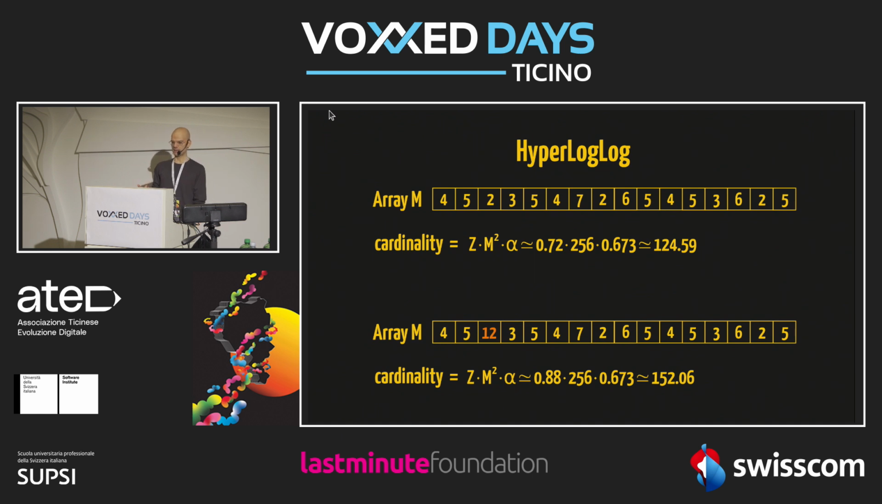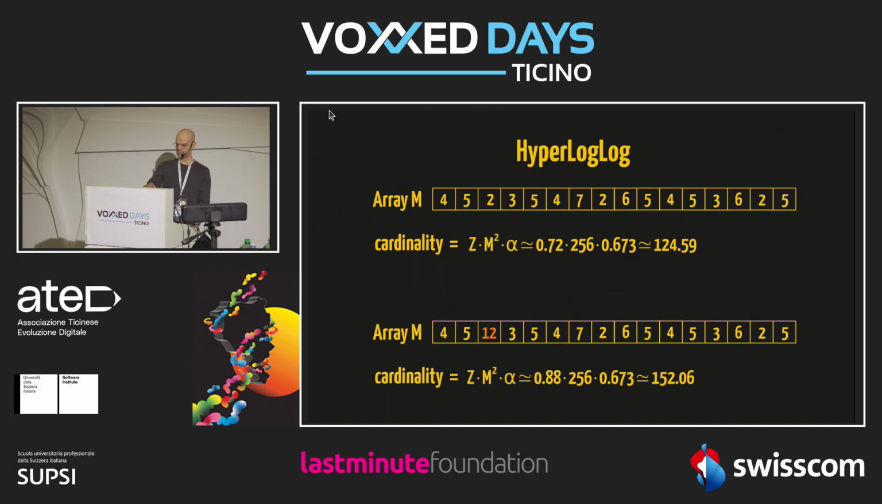So let's make an example. Let's say that the array M contains these numbers, which are the result of inserting all the items that we saw before. So the cardinality is given by these numbers, which are given by the formula that we saw in the slide before, and the result is 124. So this is the estimated cardinality of the set.